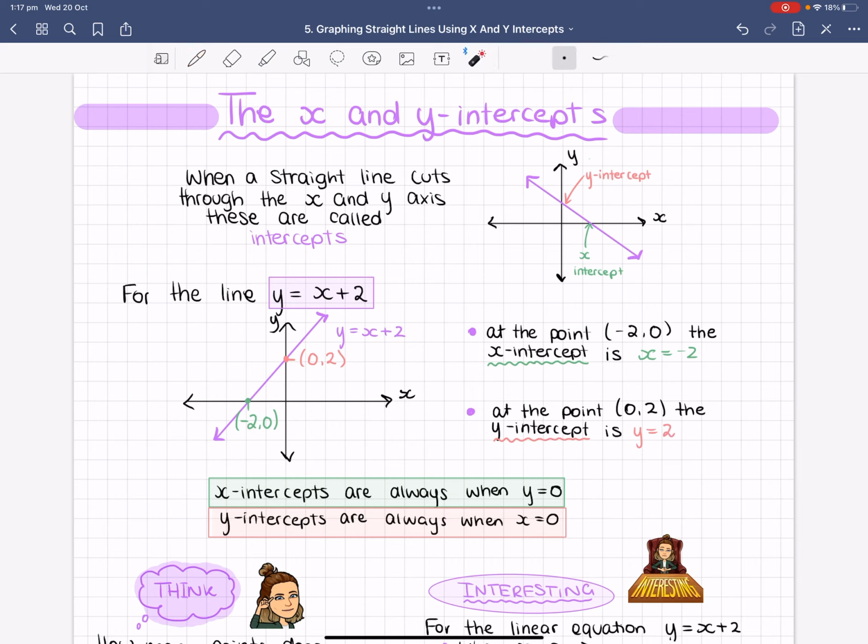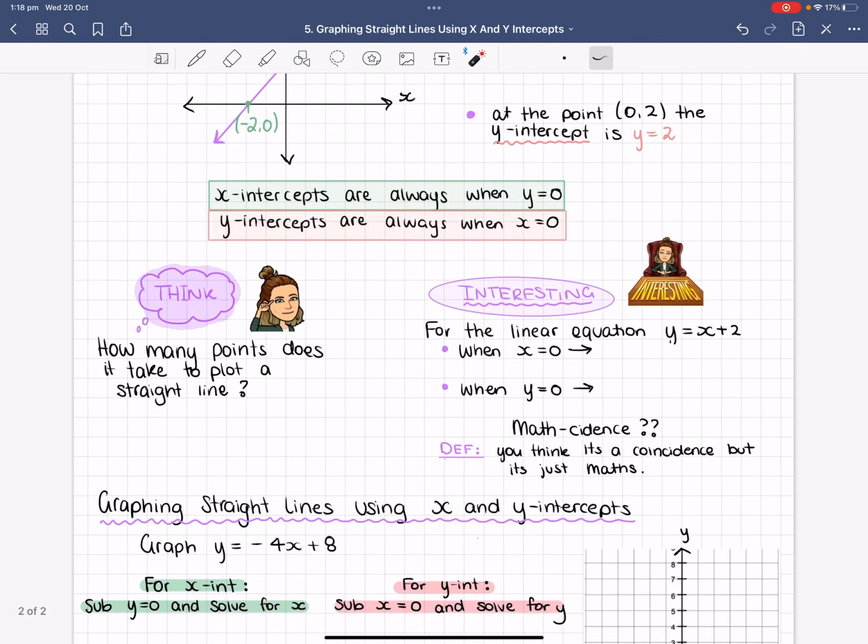Something to note is that x-intercepts are always when y equals 0, right? Because that's the point y equals 0. Any point along this whole line would look something like an x value and then 0, because y is equal to 0 along that whole line. Whereas with our y-intercept, that's where x is always equal to 0. And again, anywhere along this line, it would have a value of 0 and then something for y. And that is not a coincidence.